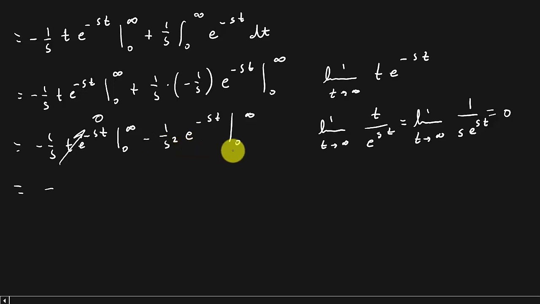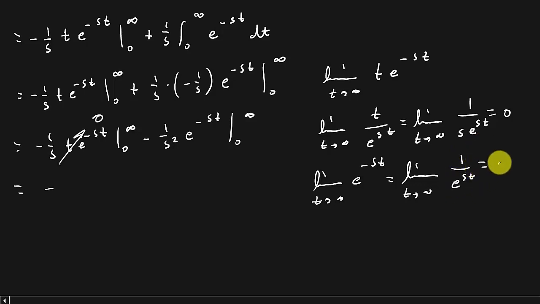So whenever we do the limit of this e to the negative st as t goes to infinity, this term's going to go to 0. See, look at this. The limit as t goes to infinity of e to the negative st. So that's the limit as t goes to infinity of 1 over e to the st. And see, the denominator's just getting really big, and so that's just 0. Okay, so that's going to be 0.